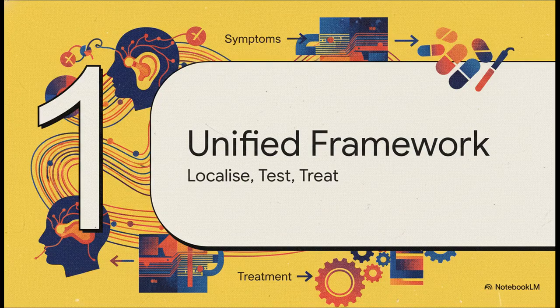Okay, let's dive right into this unified framework. So what's the whole point of this model? It's really simple: to draw a straight line from the symptoms you see in your patient right to the underlying physiological mechanism. Because think about it, once you've nailed the mechanism, you know exactly which test to use and which treatment is going to work.